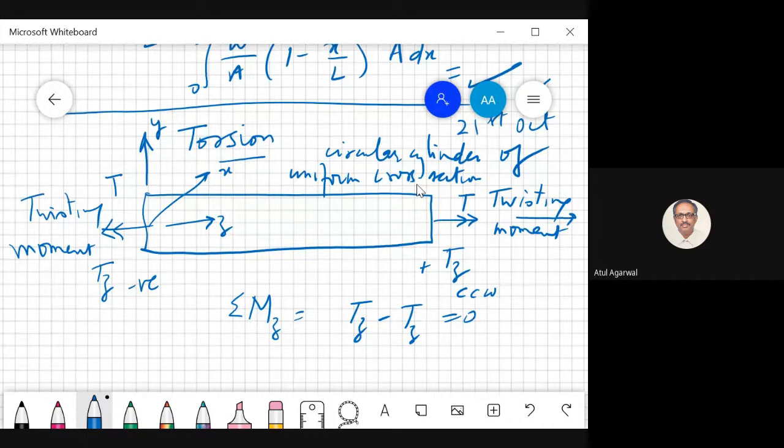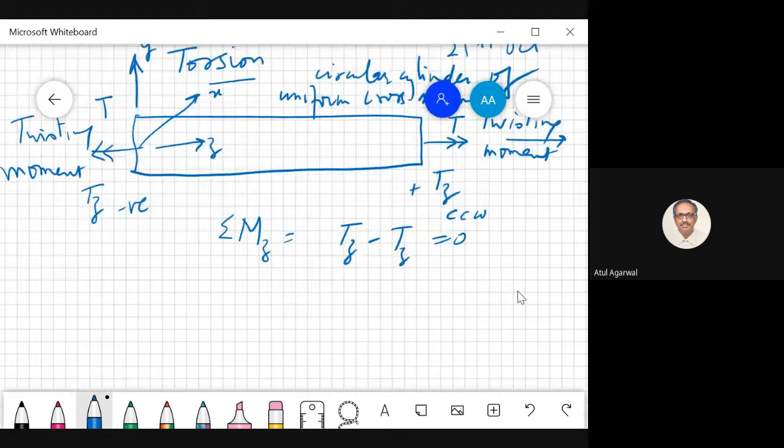So the moment, this torque is 0. Net torque is 0 on this, otherwise it would have gone into a spin. It would have developed an angular acceleration. Now it is in equilibrium. On one side there is a positive moment, on the other side there is a negative moment.